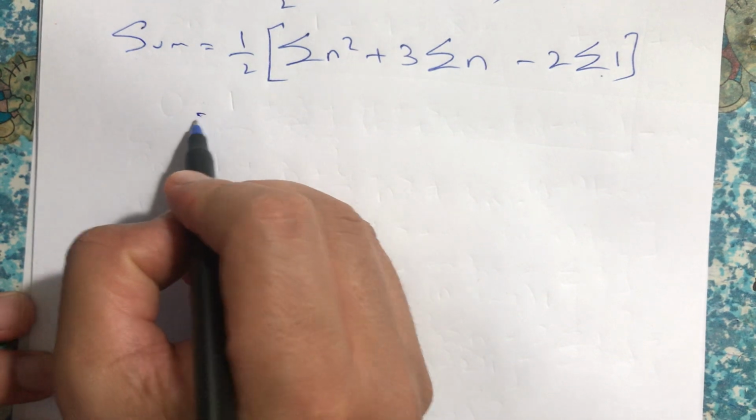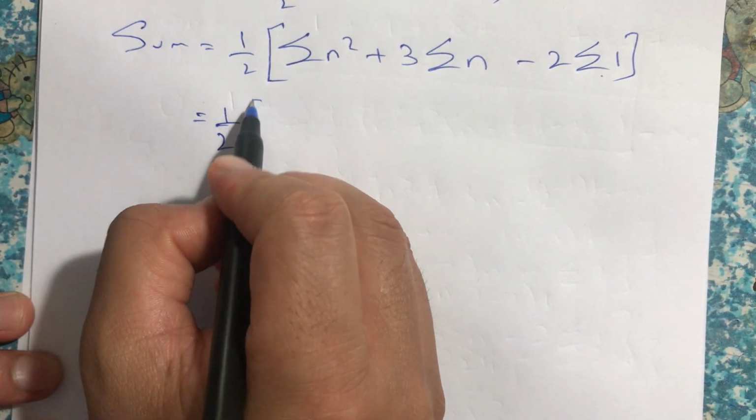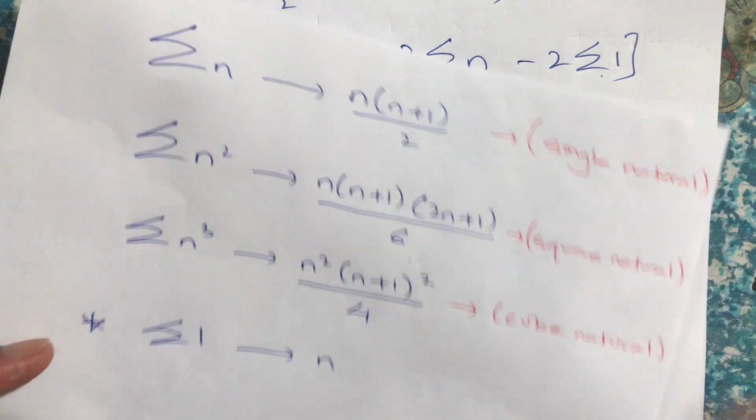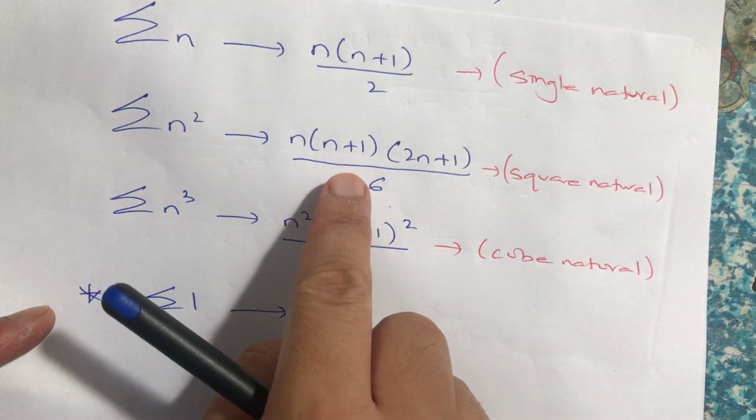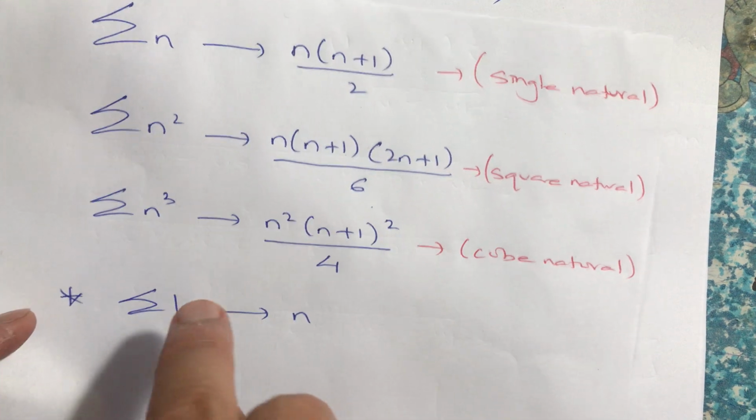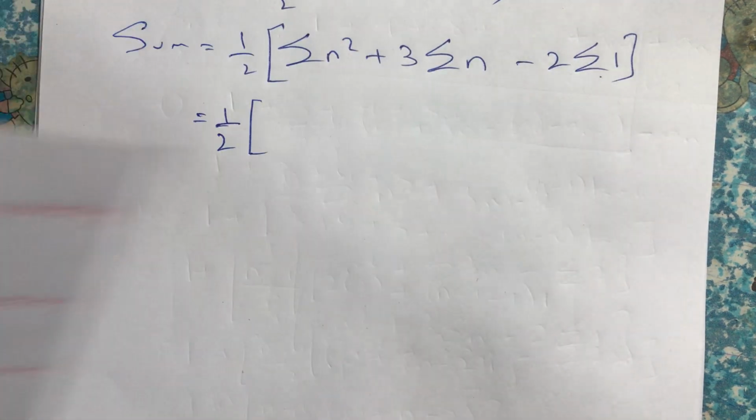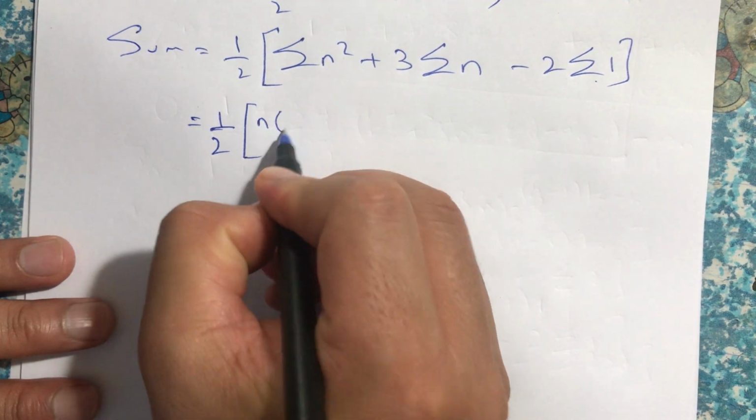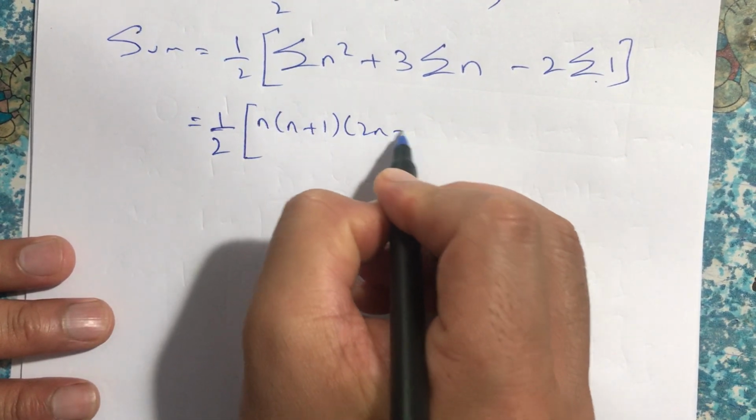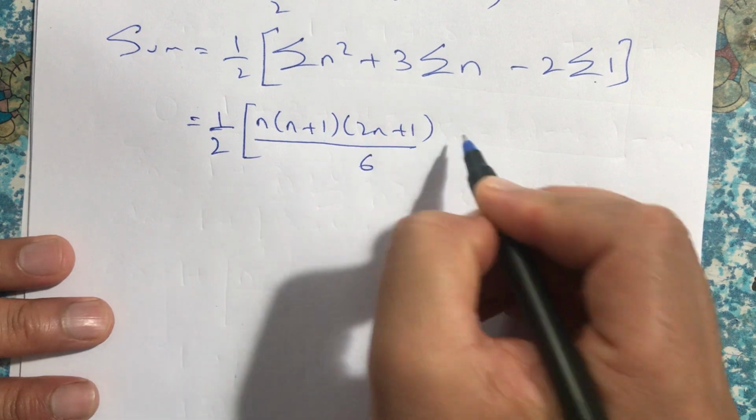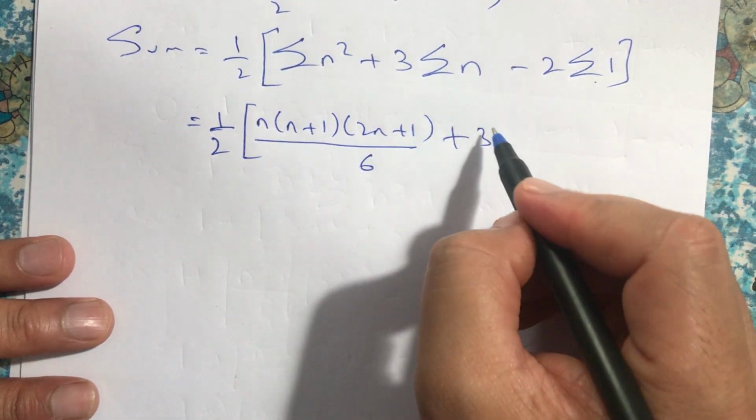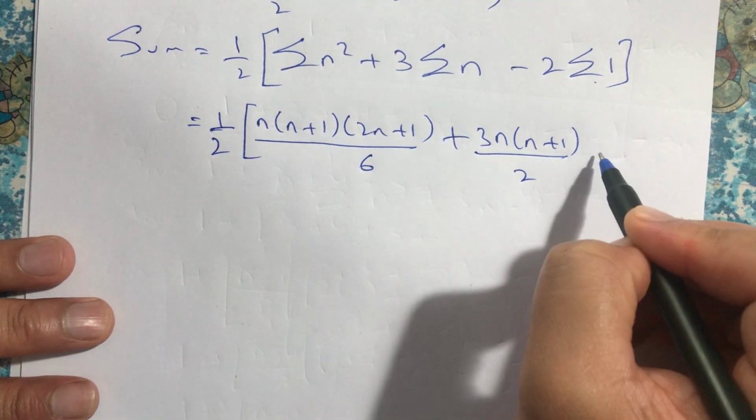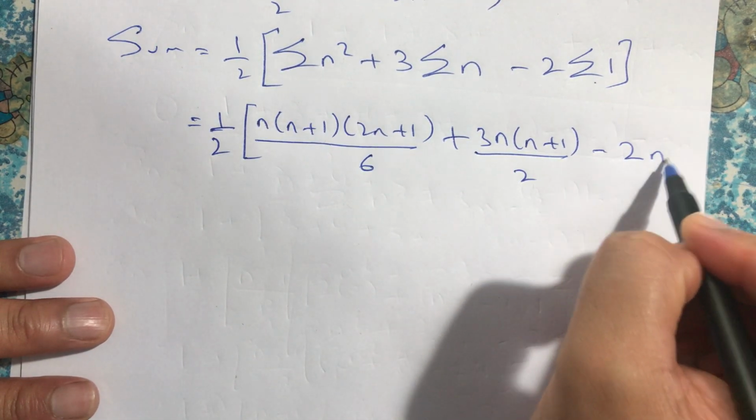And then this is equal to half, and then the summation of n squared. We already have a formula for the summation of n squared, like I told you, the summation of n, that's the formula, the summation of 1, that's the formula. So you need to know your formula. The summation of n squared means I'll have n into n plus 1 into 2n plus 1, the whole thing divided by 6, plus 3. The summation of n means n into n plus 1 divided by 2, and minus 2. The summation of 1 means n.